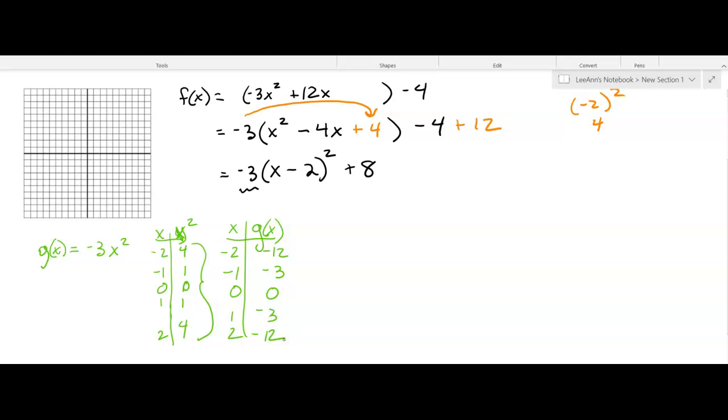So negative 2, negative 12 is going to be down here someplace. Negative 1, negative 3 is right there. Then 0, 0. Then 1, negative 3, and then 2, negative 12. I'll show you why I'm doing this. It's a lot easier to get the shape first and then do the shifting. That's the tricky part, getting that shape. So we took care of this part.